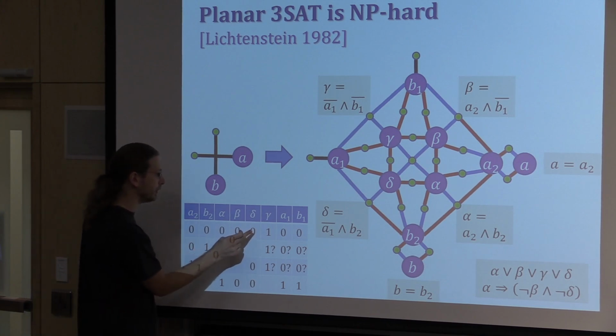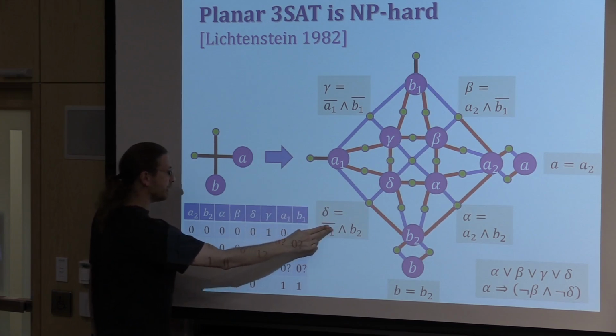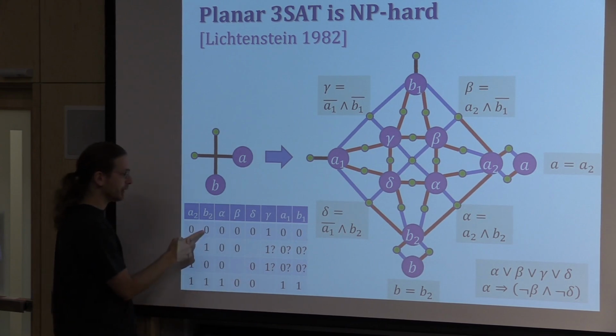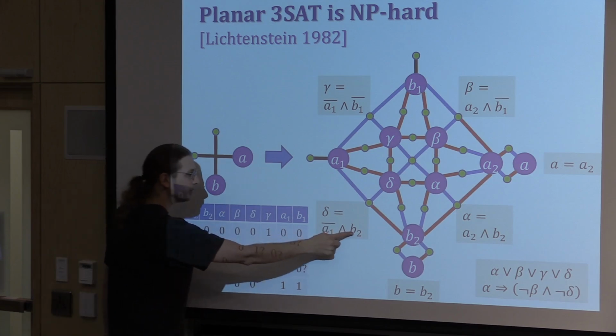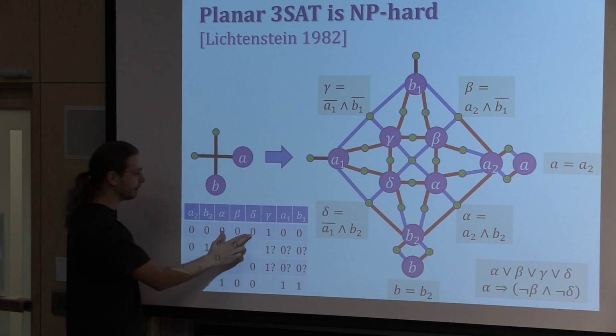Let's see. Delta is A2 bar and, oh sorry, A1 bar and B2, right? So we have, because B2 is false, we know that delta is false, so it doesn't matter what A1 is. Okay, so sort of the reverse direction.